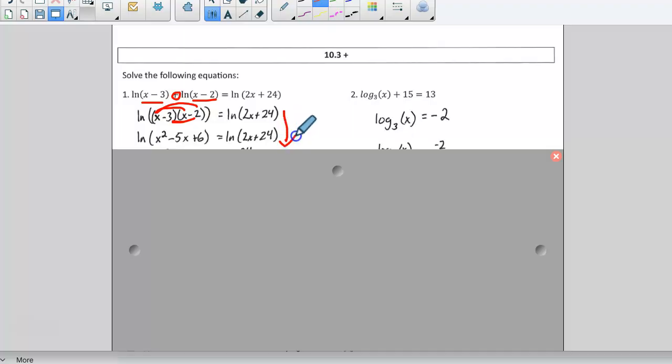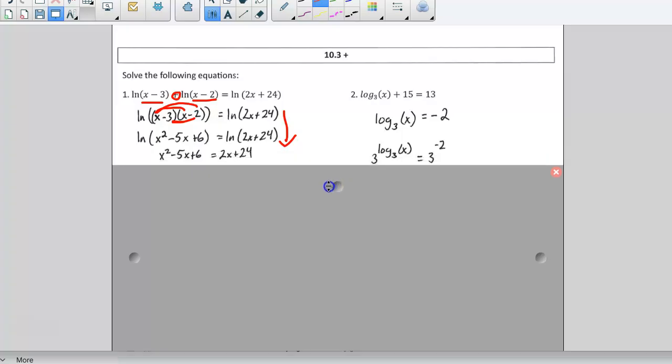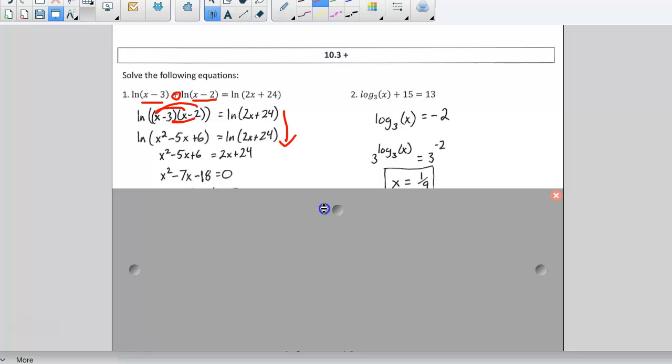And I strongly encourage you to do that. Now, both of my arguments are stuck in an ln, and so I can get rid of my base and just set them equal to each other. And then when I do that, we get down here.